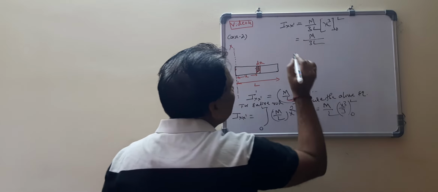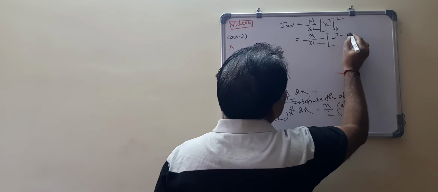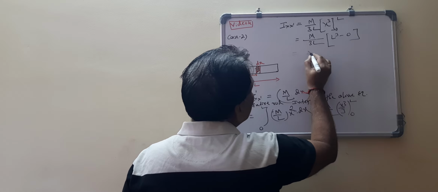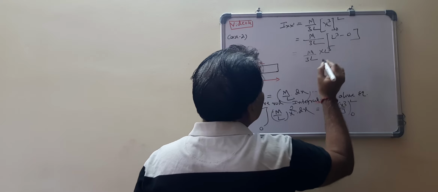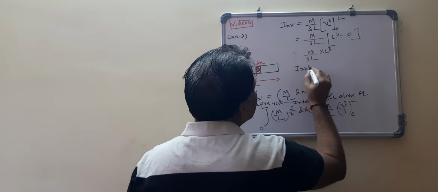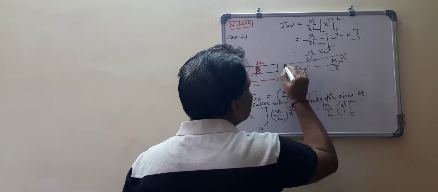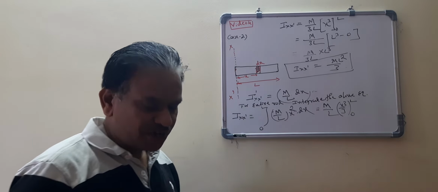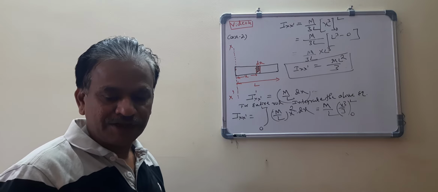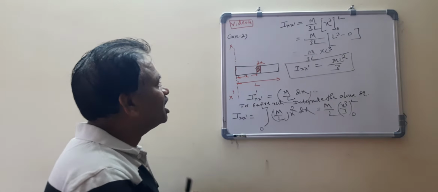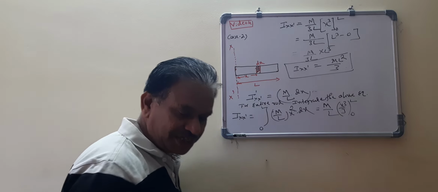M divided by 3L into upper limit, it is L cube, minus 0, equal to M divided by 3L into L cube. That means I x dash equal to ML square divided by 3. This is the equation for the moment of inertia about an axis passing through its one end. We can do it in this method, and we can also do another method. I'll tell you what the other method is.